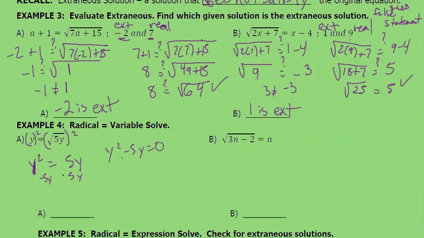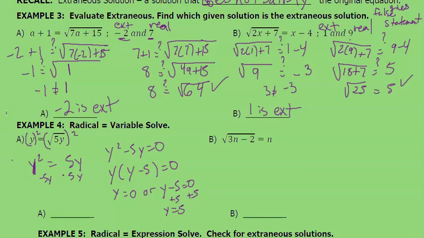The GCF of y squared and negative 5y is y, so we can factor out a y. So we have y equals 0 or y minus 5 equals 0. So y equals 5 or y equals 0. Now, since there's a variable on the outside, that's why we have to check for extraneous. So we're going to plug in 0 and 5 back into the original and see if it's a true statement or a false statement, just like on A and B of example 3.